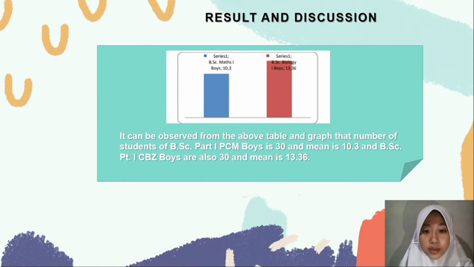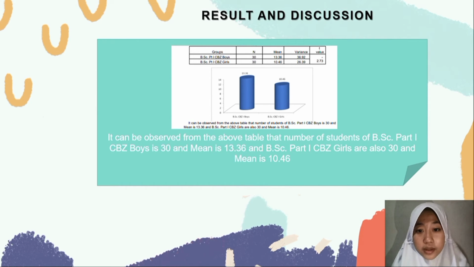It can be observed from the above table and graph that the number of students of BCG Part 1 PGM boys is 13 and men is 10, forms 3, and BCG Part 2 PGBZ boys are also 13 and men is 30, forms 36. It can be observed from the above table that the number of students of BCG Part 1 CBS boys is 30 and men is 30, forms 6, and BCG Part 1 TBC girls are also 30 and men is 10, forms 6.